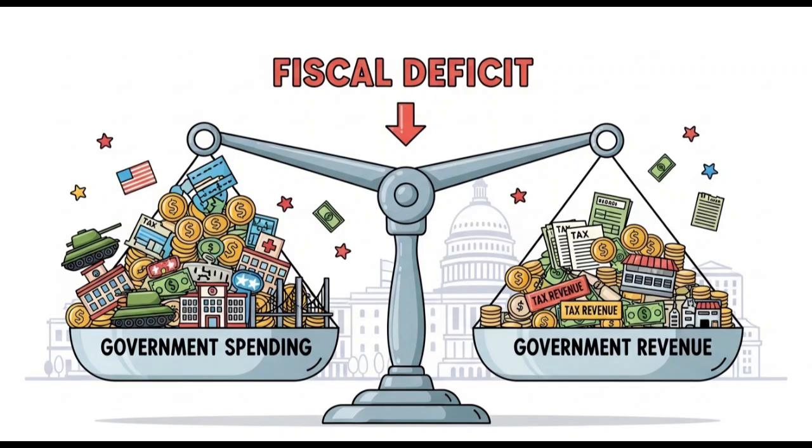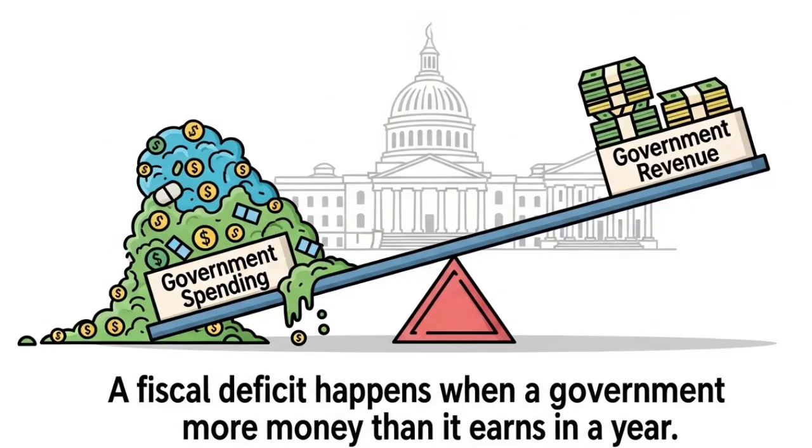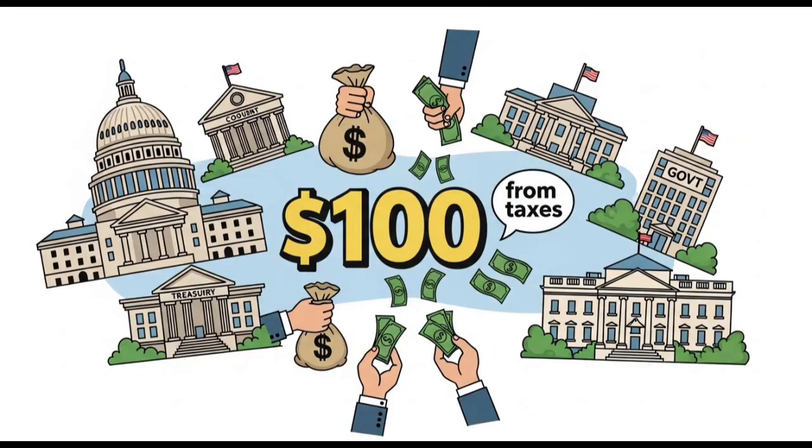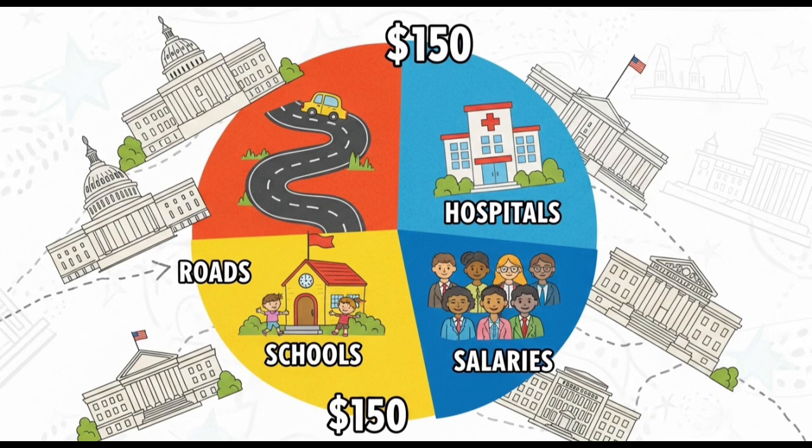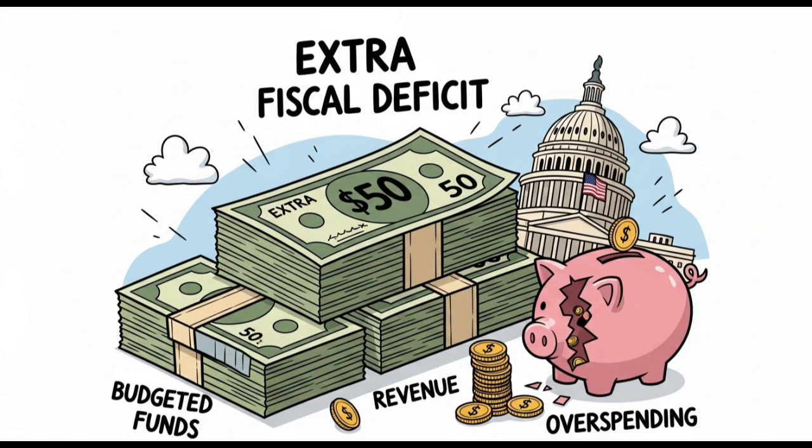What is fiscal deficit? A fiscal deficit happens when a government spends more money than it earns in a year. For example, government earns $100 from taxes. The government spends $150 on roads, schools, hospitals, and salaries. The extra $50 is called a fiscal deficit.